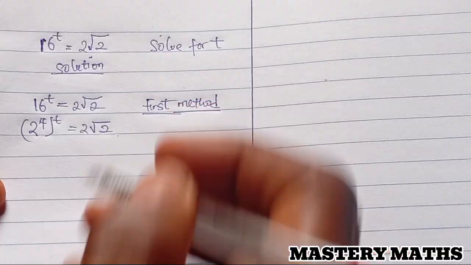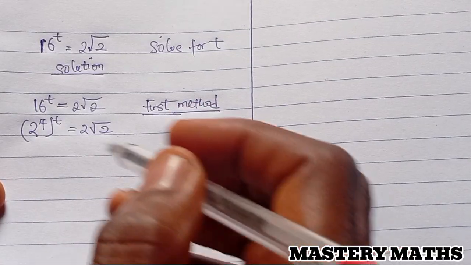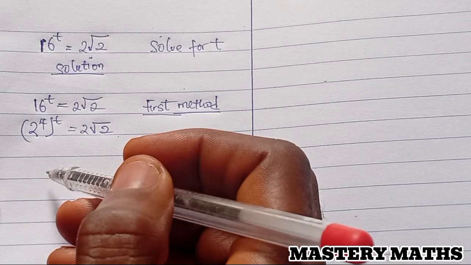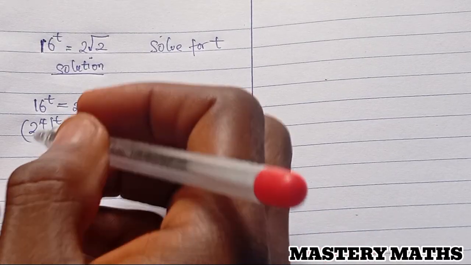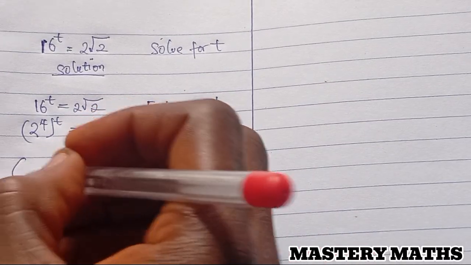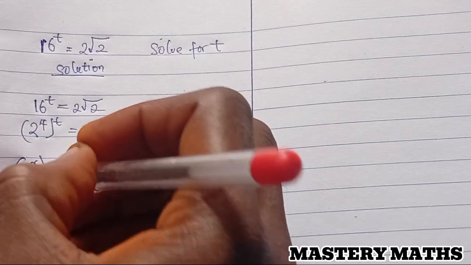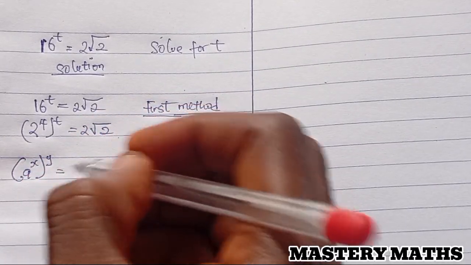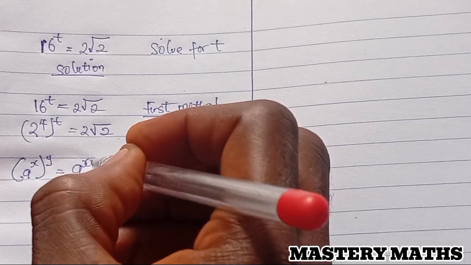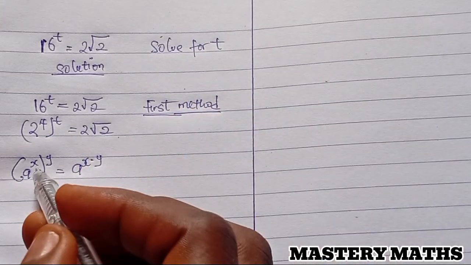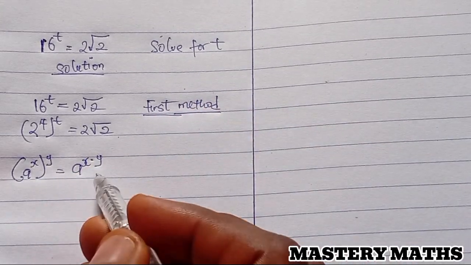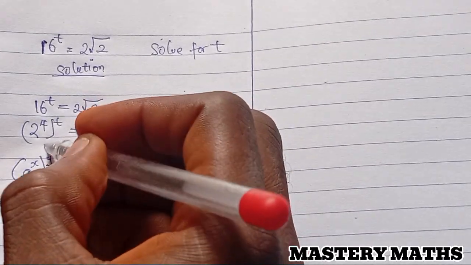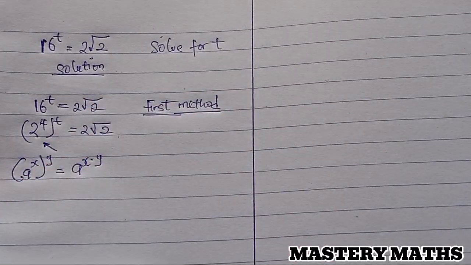Now, in order to do this, first of all, there's a law of indices which I want us to obey here. There's a law of indices which says a raised to the power of x, then y outside, is the same as saying a raised to the power of x times y. Your x multiplied by y. And we will be applying it in this particular part.